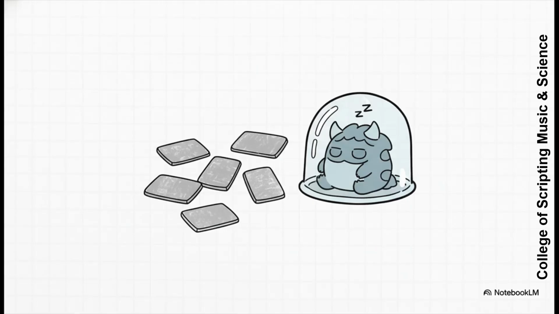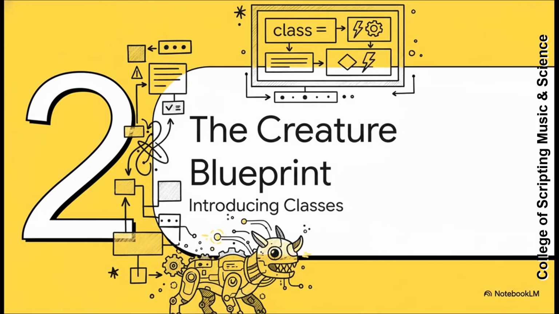And that's the key thing here. This data is static. It's frozen. It can't attack, it can't use its charge, it can't even say its own name. It just sits there. To bring it to life, we need something more. We need a blueprint. Okay, so how do we actually do that? How do we give this pile of data some life?